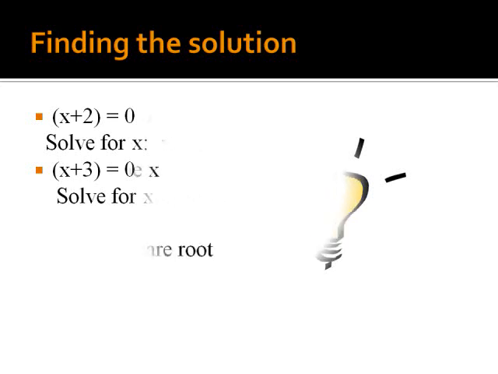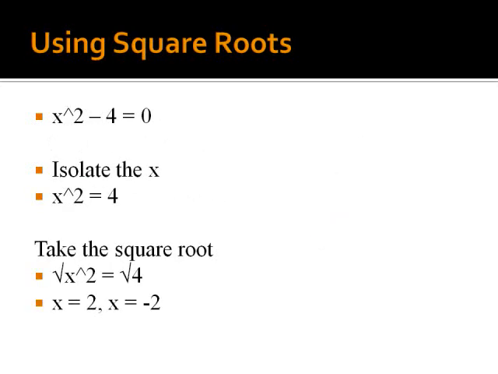Now we will talk about how to solve using square roots. We look at the problem x squared minus 4 equals 0. Isolate the variable by adding 4 to each side of the equation. You now have x squared equals 4. Now to get rid of the square, you take the root of each side. You now have x equals plus or minus 2. It is plus or minus because x squared could be either one.